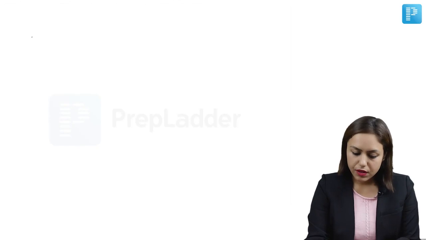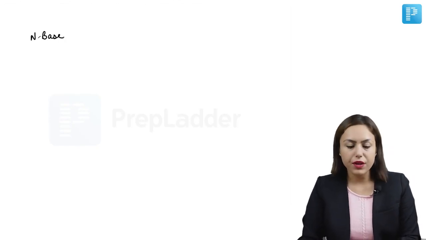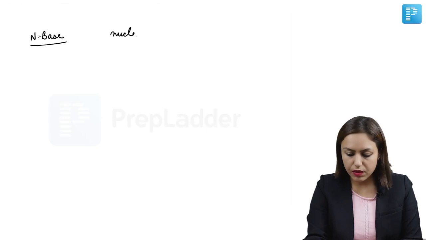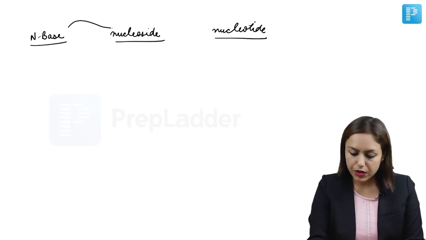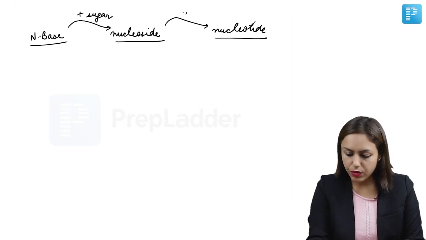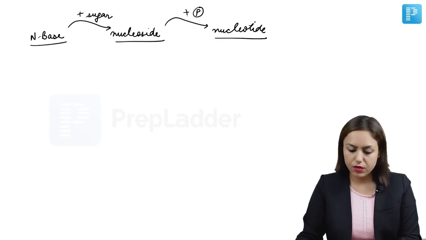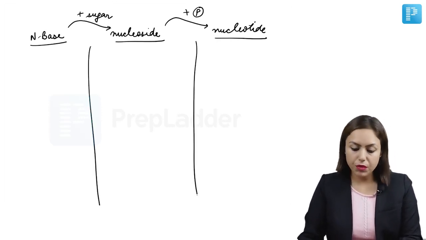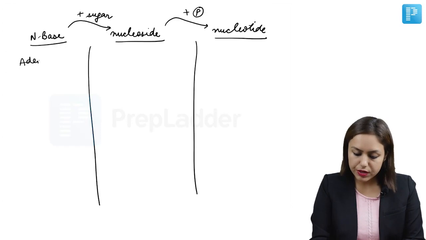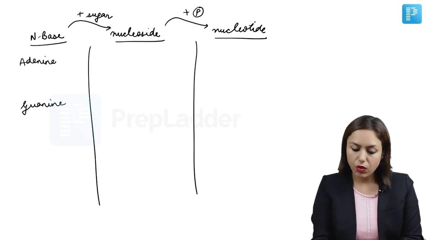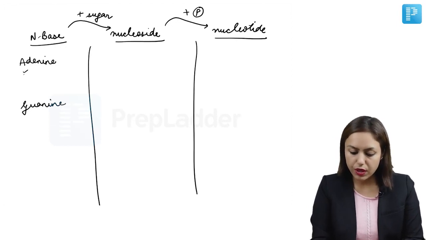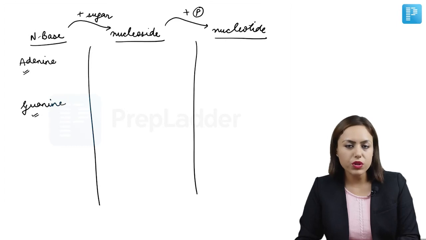Now let's make a table. In the first column I will write nitrogenous base, then nucleoside, and then nucleotide. From nitrogenous base to nucleoside we add sugar. From nucleoside to nucleotide we add a phosphate. So we will be making this table. First we will do purines. Purines are adenine and guanine, right? Adenine is present in both DNA and RNA. Guanine is also present in both DNA and RNA.